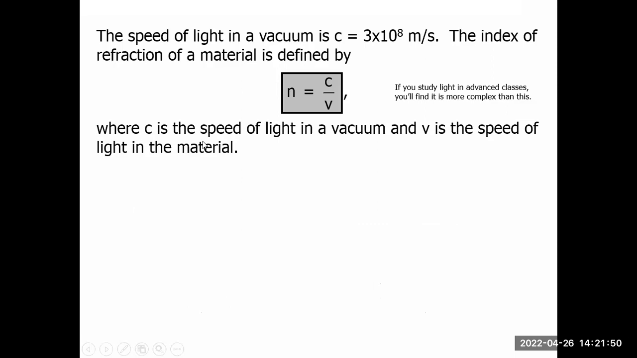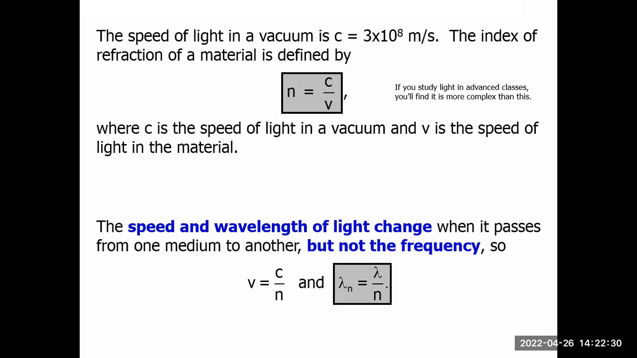So the speed of light in a vacuum, C, is equivalent to 3 times 10 to the 8 m/s. The index of refraction of a material is defined by n is equivalent to c over v, where c is the speed of light in a vacuum and v is the speed of light in the material. So, iba't ibang material ang gamit natin, may iba't ibang speed siya. Pero yung light in a vacuum natin, letter c natin, naka-default siya ng 3 times 10 to the 8 m/s. At letter v naman is the speed of light in the material, iba-iba yan. Depende yan sa material na ginagamit.